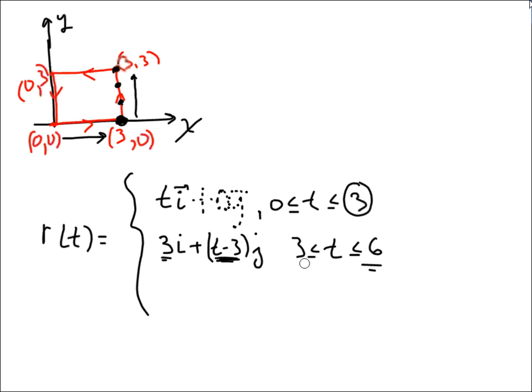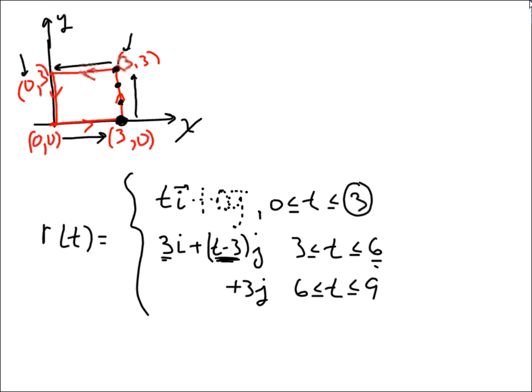Okay, now we're on the top. We're at (3, 3) and we're going to the left. In this case, y is always 3, so it's plus 3j. Now the x is going from 3 to 0. That's a distance of 3. So t has to start at 6, and it goes to 9.